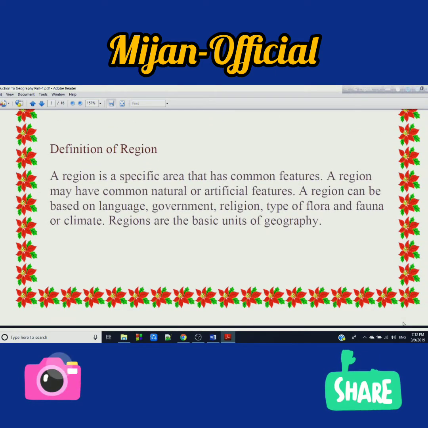Definition of region. A region is a specific area that has common features. A region may have common natural or artificial features. A region can be based on language, government, religion, type of flora and fauna, or climate. Regions are the basic units of geography.